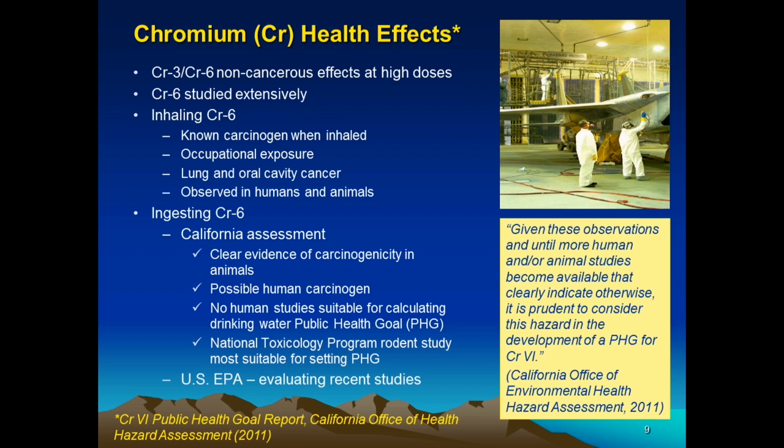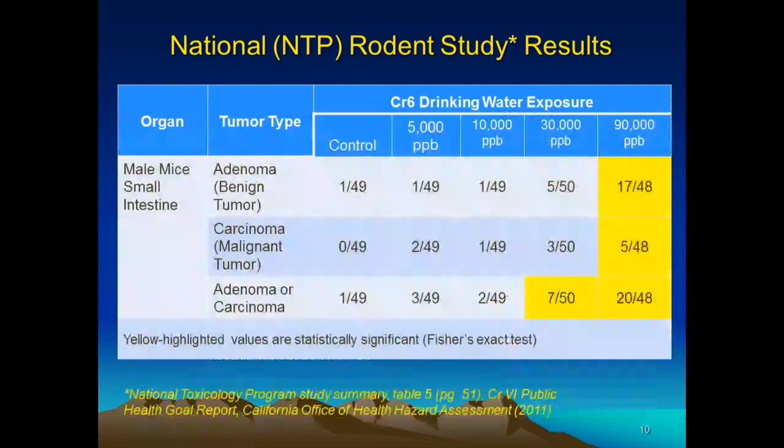This is actual potassium dichromate that was given to the rodents. This is the dose that they would have drank their whole lives. They would consume this from birth to death, and that would be the lowest dose. 10,000, 30,000, and 90,000 parts per billion.